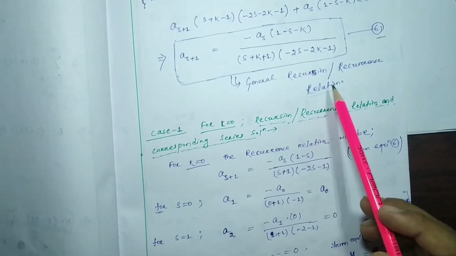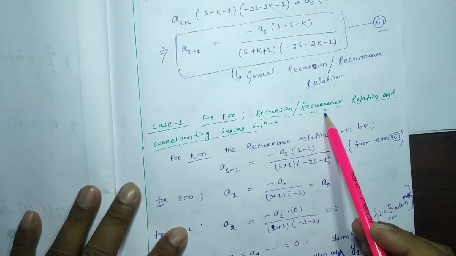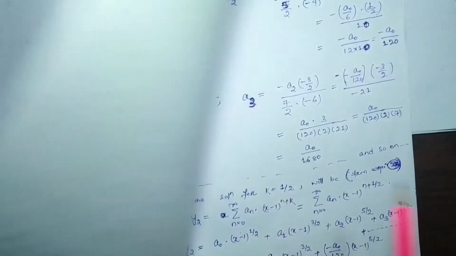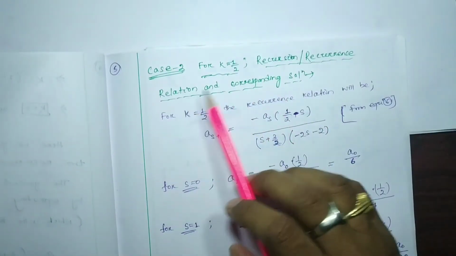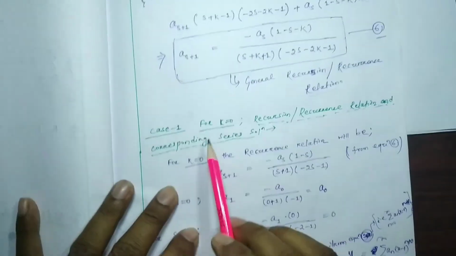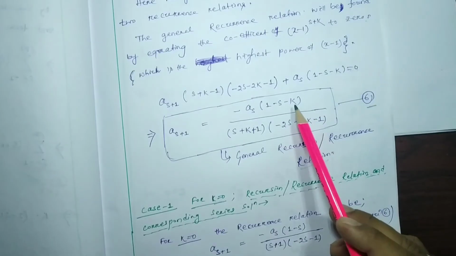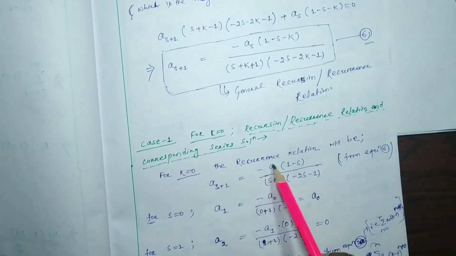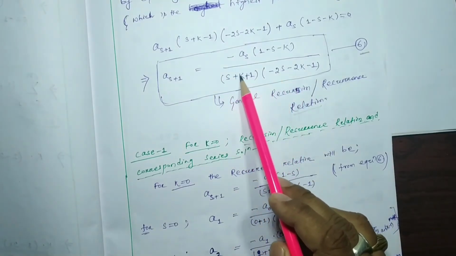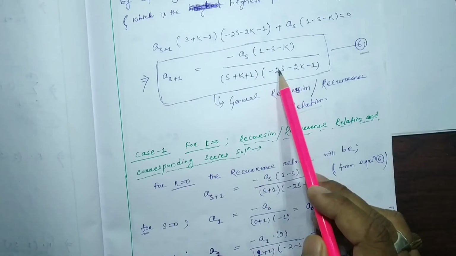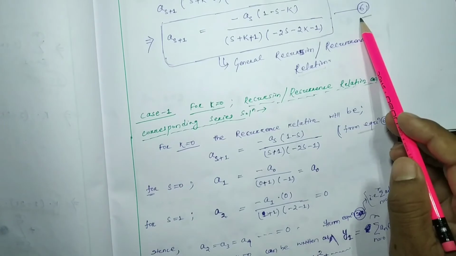As we got two roots, for k equal to 0 we can get one recurrence relation and the corresponding series solution, and for k equal to 1/2 we can get another recurrence relation and corresponding solution. First we consider k equal to 0. Putting k equal to 0, the recurrence relation will be -a_s(1-s)(1-s) divided by (s)(-2s-1), found from equation number 6.